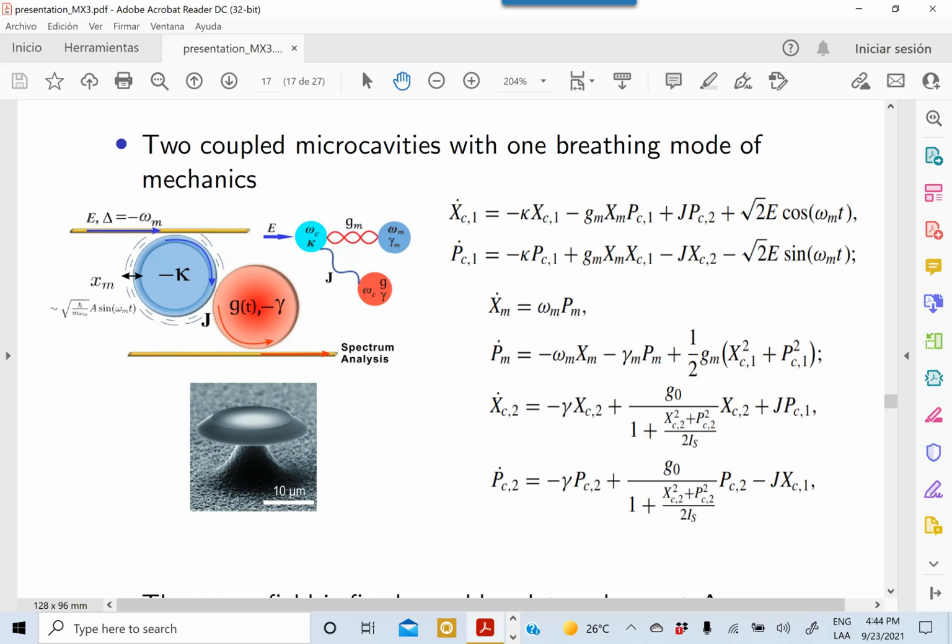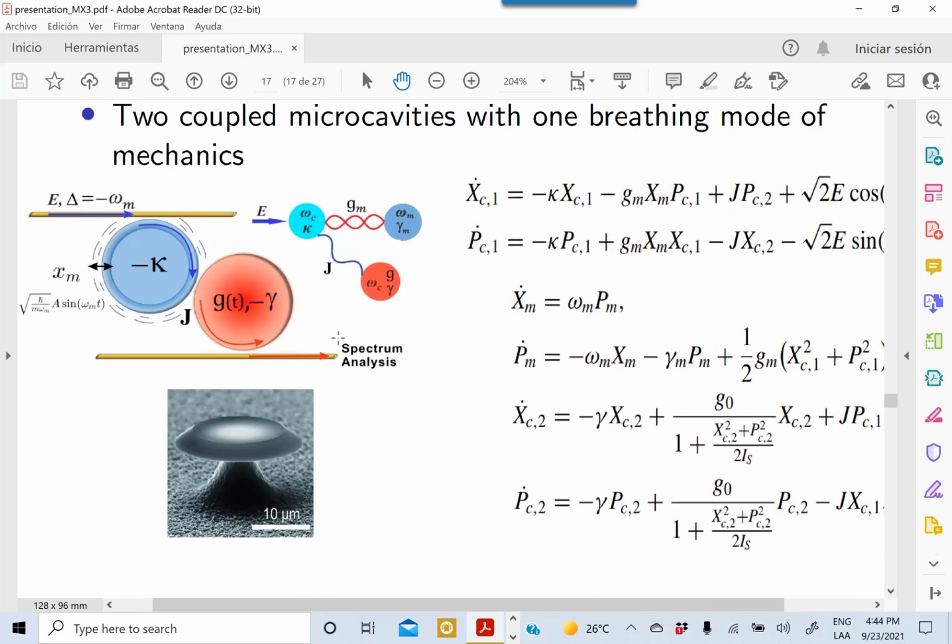Okay. For this system, we model it by 3 oscillators. One oscillator is for the first cavity. The other is for the second cavity. Moreover, we have one oscillator to represent the mechanical mode on the side of the cavity. We know that for the ordinary optomechanical system, we have 2 oscillators. But for the coupled system, we just have one more oscillator to stand for the second cavity field.